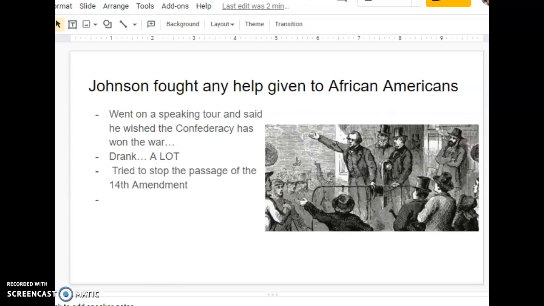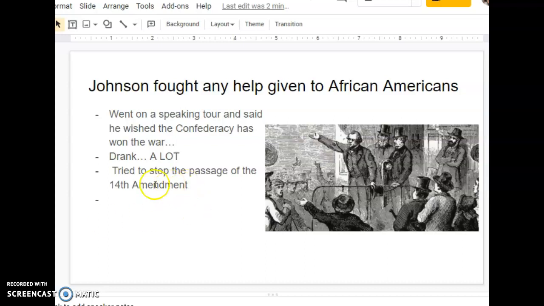So this stuff is not underlined. You do not have to write it down, but listen. So Johnson, president at the time, fought against all this stuff the radical Republicans were doing because he supported the South. He went on this huge circle speaking tour around the country. He was drunk for a lot of it. He went around telling people he wished the Confederacy won.